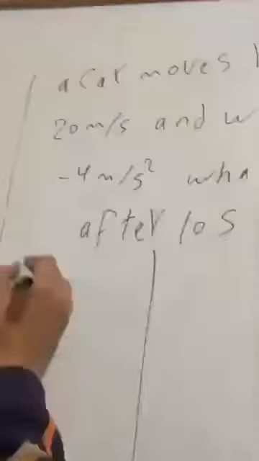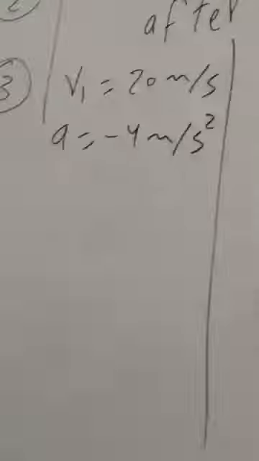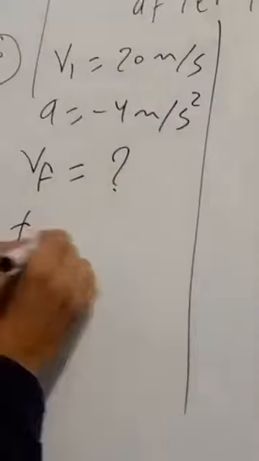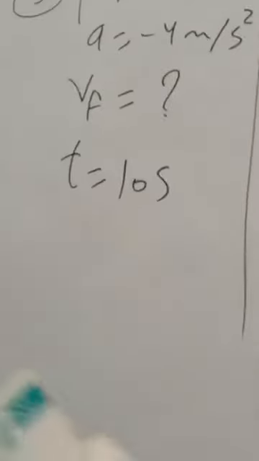The data of the problem as follows: Vi, the initial velocity, equals 20 meters per second. Its acceleration equals minus 4 meters per second square. The final velocity Vf is the unknown quantity. The time equals 10 seconds. Now we are looking for the relation between Vf and T.